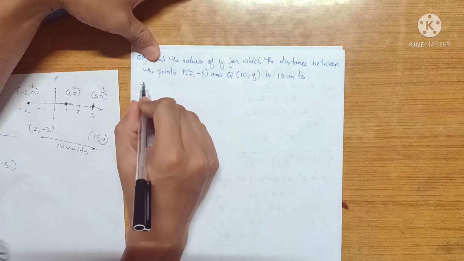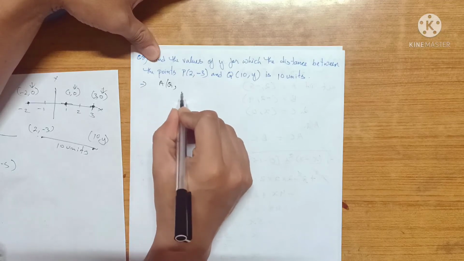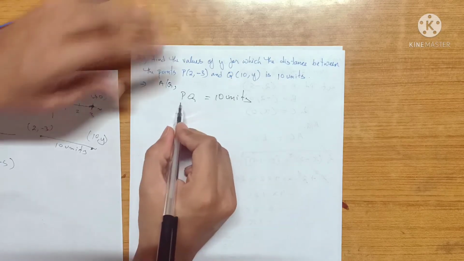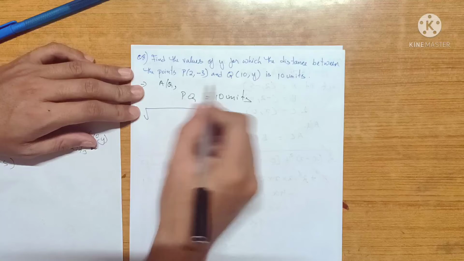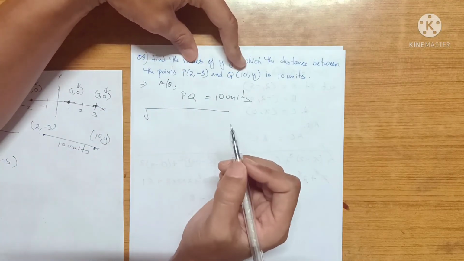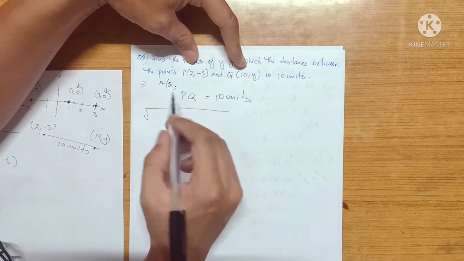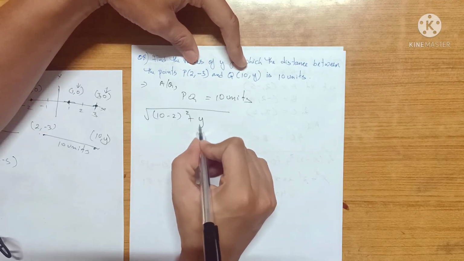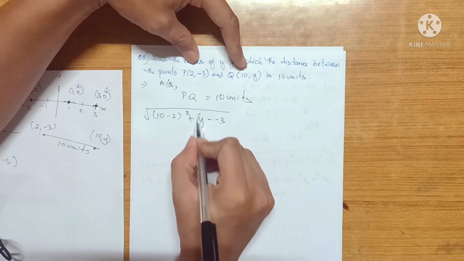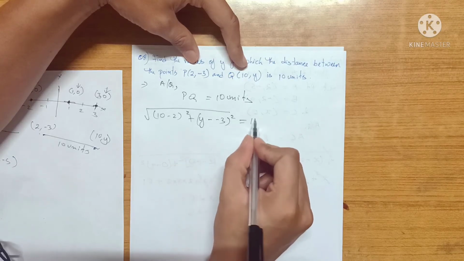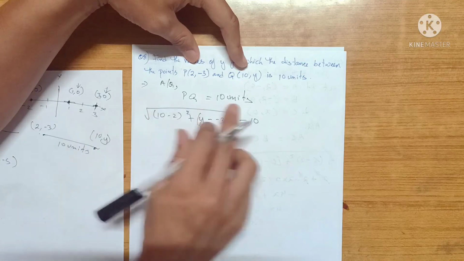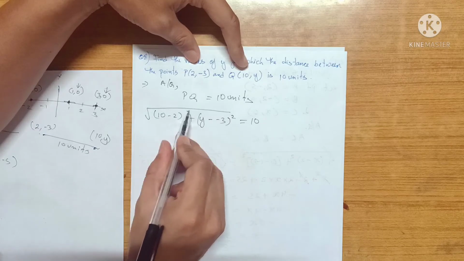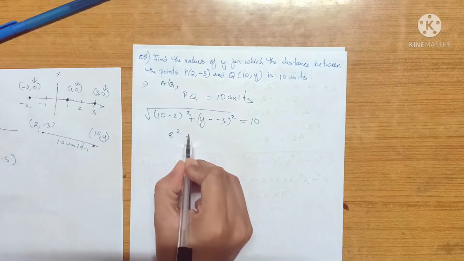So according to the question, PQ equal to 10 units. PQ means this distance formula. So this is P, this is Q. Okay, I'll just do it from here. So 10 minus 2 is, otherwise you can do it in your head also, y minus minus 3, equal to 10 units. If I send the square root this side, it becomes square. Or you can square both sides also, it doesn't matter. So 10 minus 2 is 8 square.